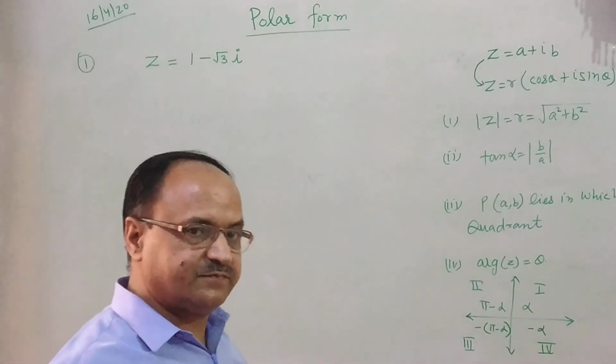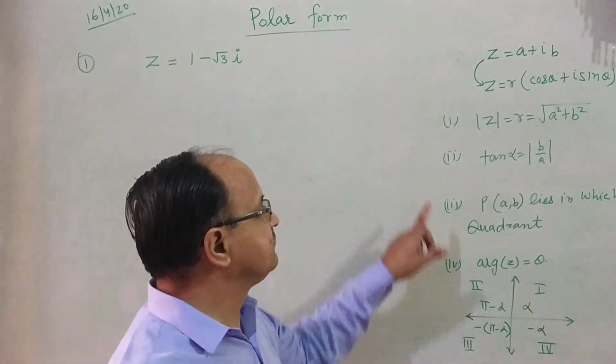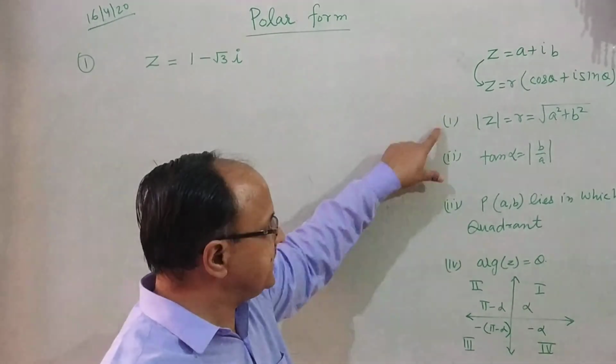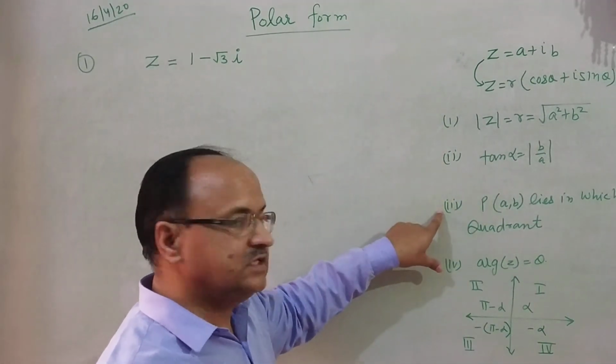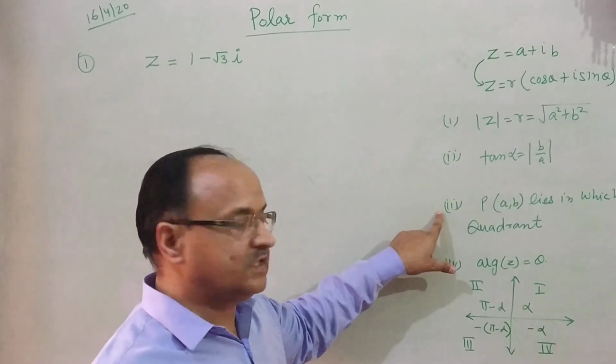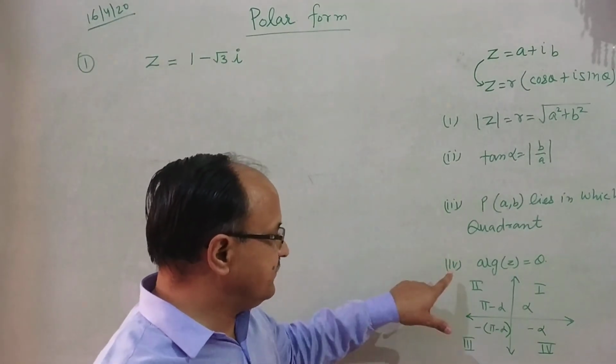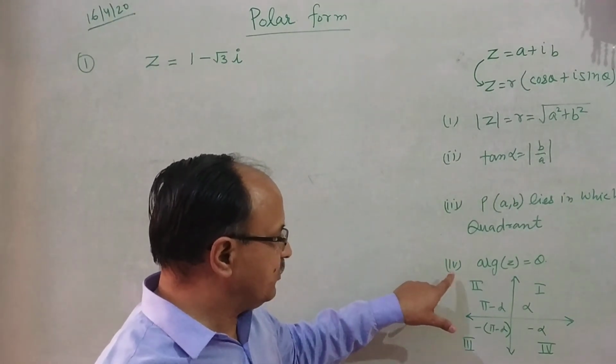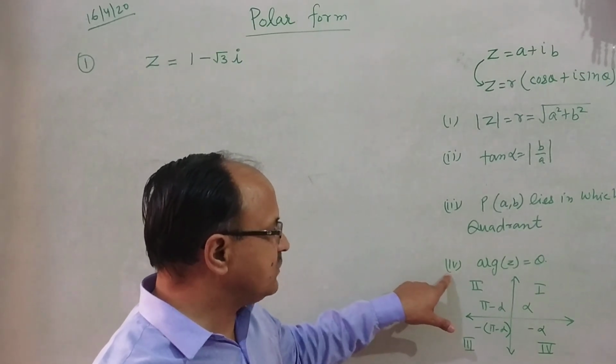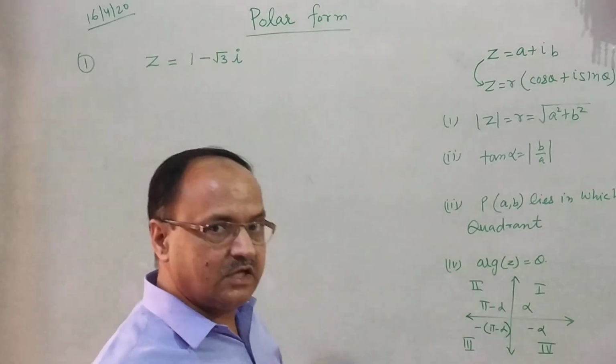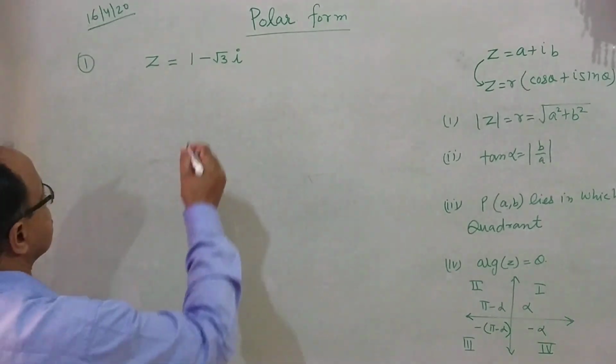So there are 4 steps to solving the questions of polar form. First, find mod of Z. Second, find tan alpha. Third, find in which quadrant the point lies. And with the help of the quadrant, you can write the argument of Z. Clear? Now we start questions.